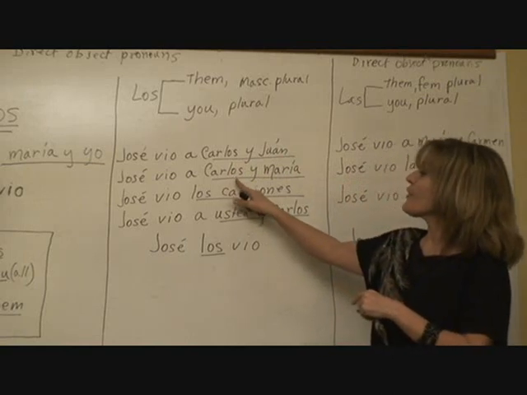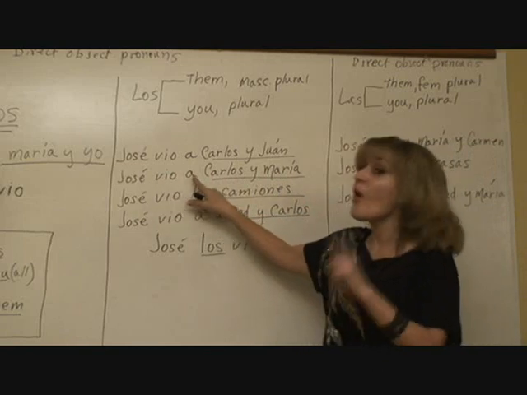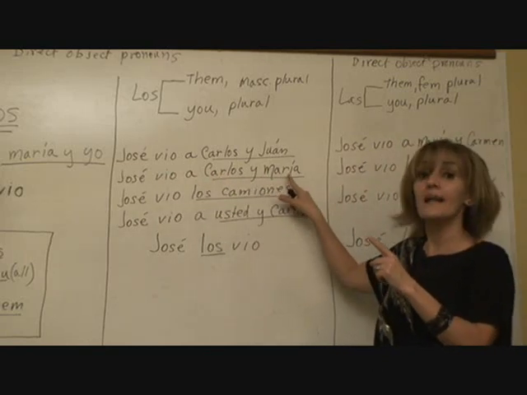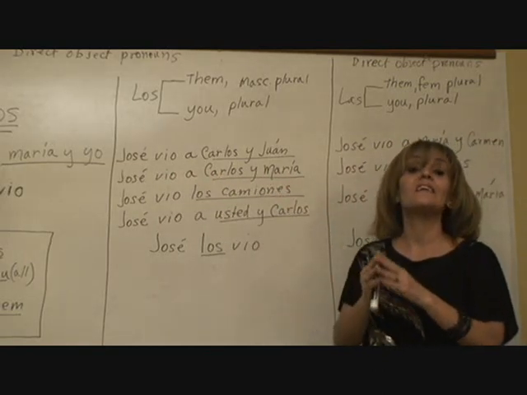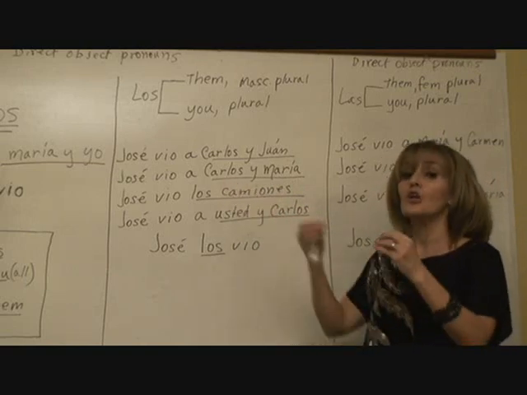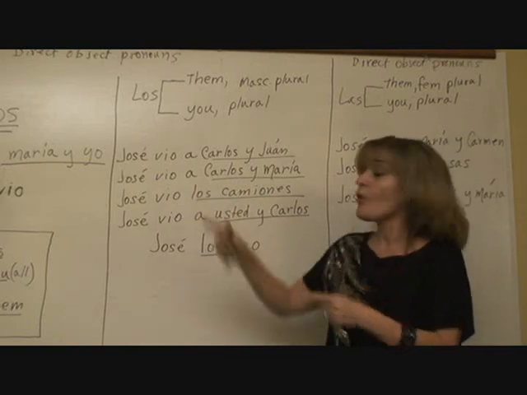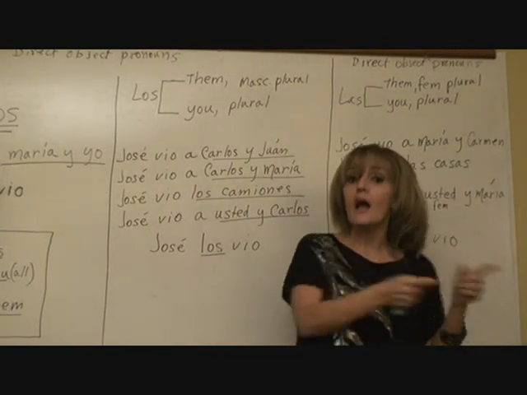Here's one where there is a male and a female. José vio a Carlos y María. As long as at least one of the people in there is a male, use the masculine form of the pronoun. José vio a Carlos y María.